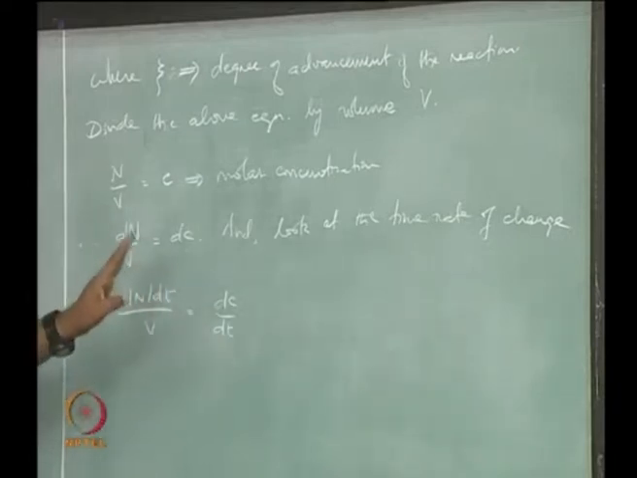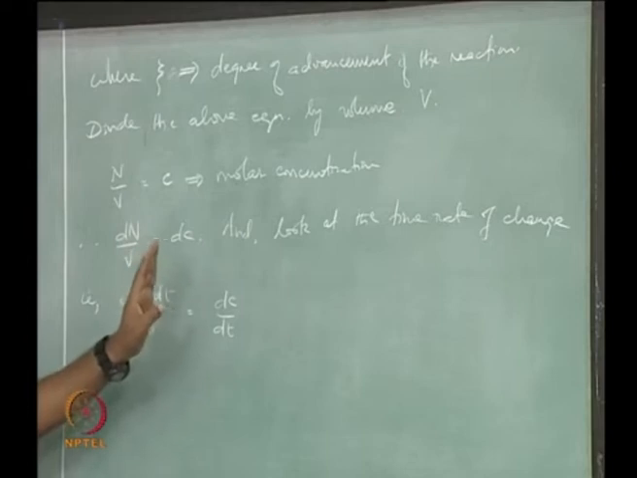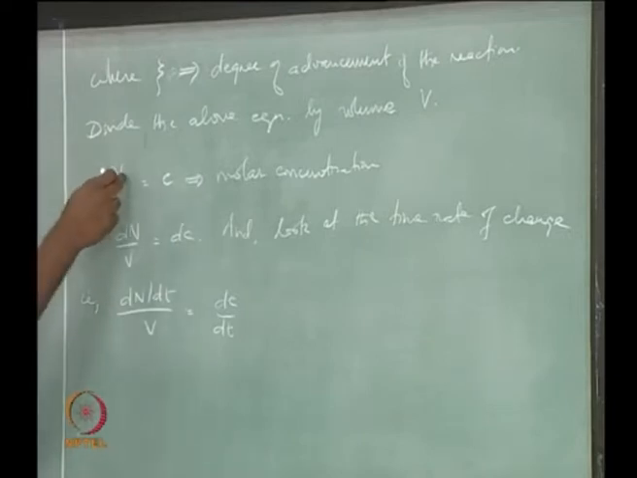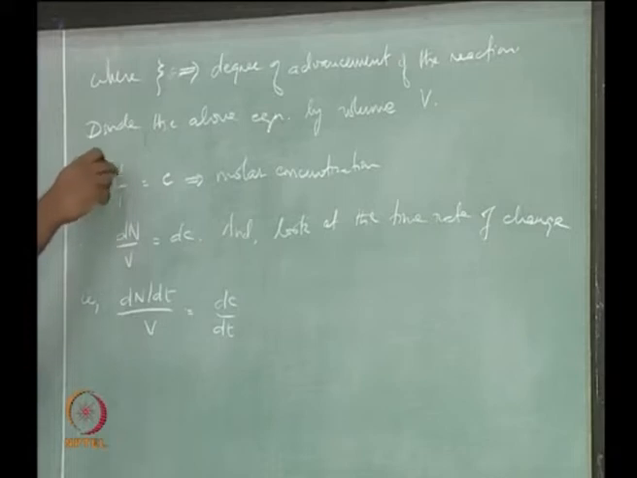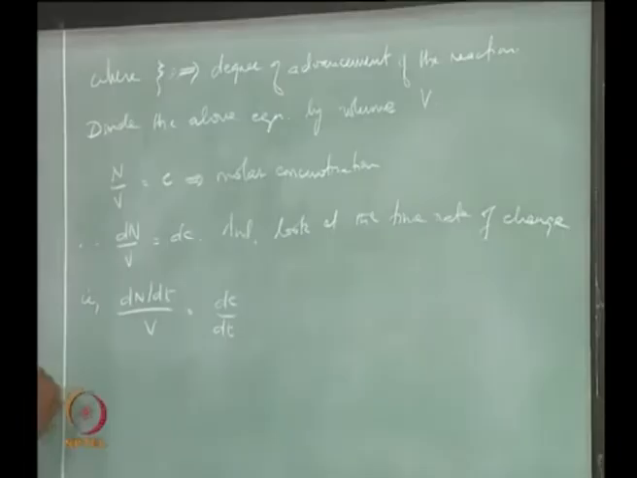Ultimately what we are looking at is the time rate of change of concentration of a species, of any species. When you say n, it means the total number of moles, but if you put a subscript i, that refers to the number of moles of species i. So you could do the same thing for any of those. Therefore we can now do this for all of these.